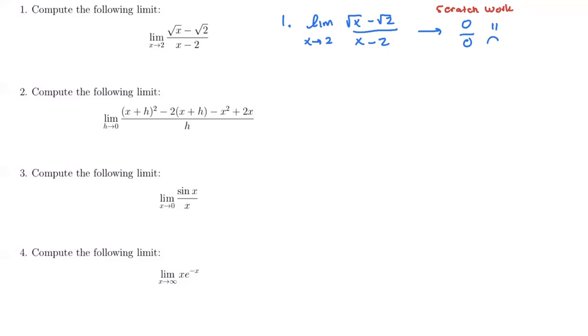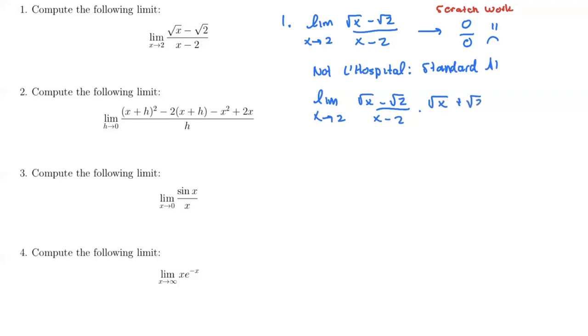Now you could use L'Hopital, but you don't have to. So I'm going to give you 2 solutions. The first solution is not using L'Hopital, and this will satisfy standard A1. The way that you do standard A1, if you still need it, is that you do the conjugate. So the conjugate of the numerator is radical x plus radical 2. And so here you're multiplying the numerator out, and the denominator we're going to leave like this.